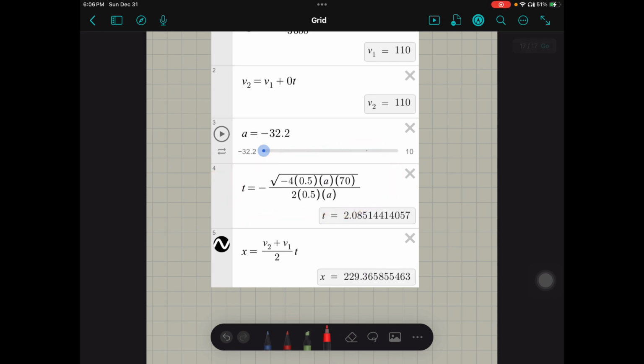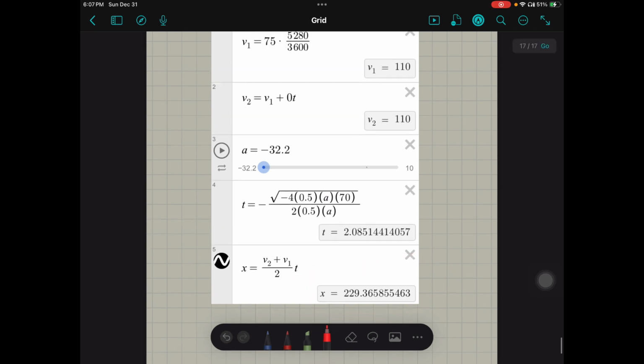Now that we have time, we can use this formula to solve for the change in x. So we have v2 plus v1, divided by 2, and then times our time, and then we get x equals 29.36, which is what we got.